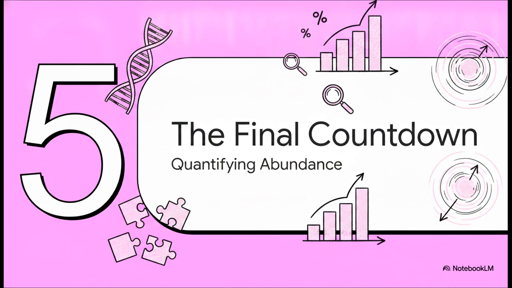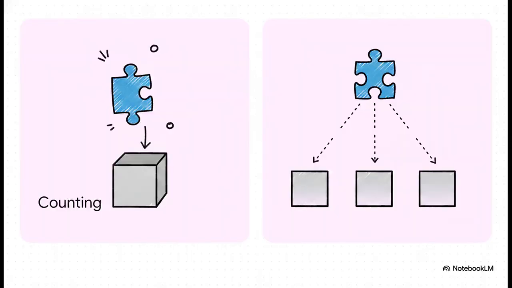Which brings us to Section 5, the final countdown, abundance quantification. Okay, so we've mapped our puzzle pieces, but now we have to translate those mappings into hard, actionable numbers that tell us how strongly a gene is actually being expressed. We can do this through counting or estimation. Direct counting is exactly what it sounds like, a rigid integer count of fragments that definitively map to a specific gene level. It's the traditional method.